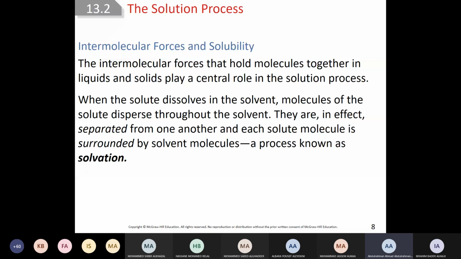We call this process, I want you to know the name, solvation. Solvation means making solution. What's the other word that we can use for solvation? Dissolve.